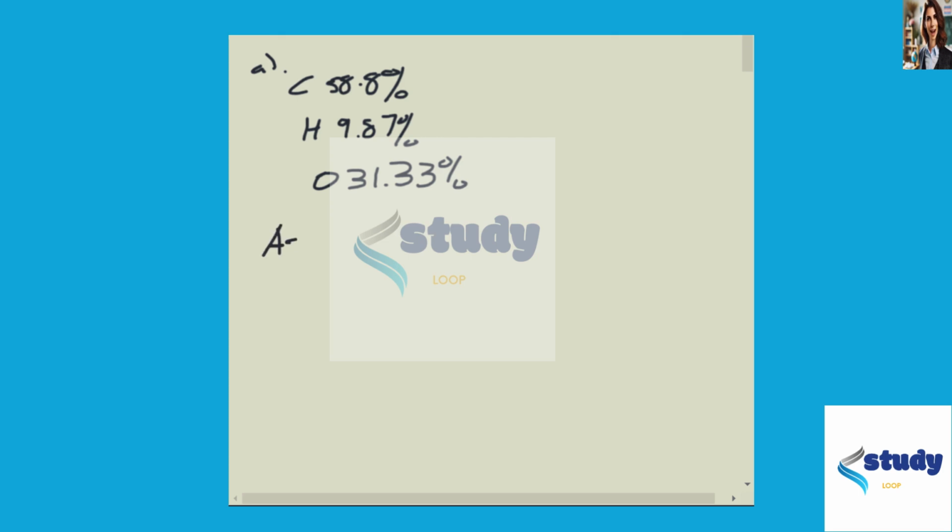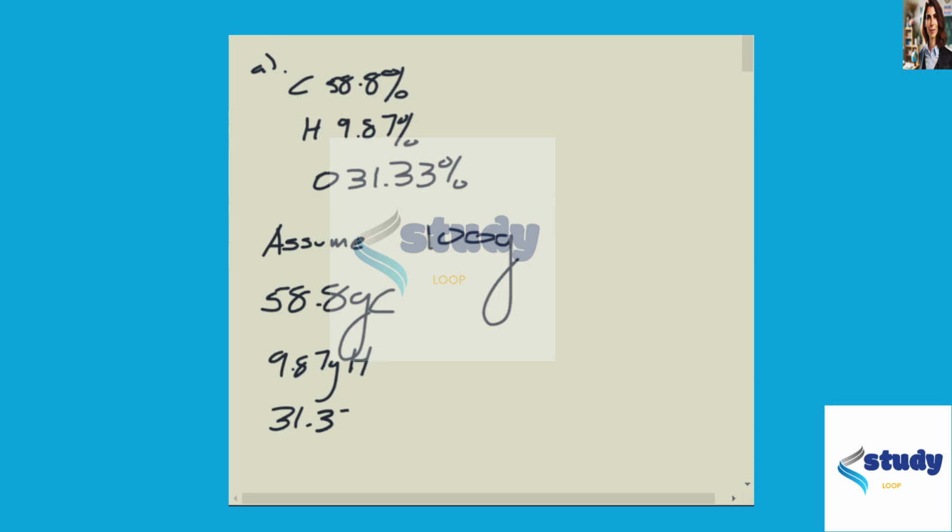So we're going to assume that we have 100 grams of our compound. So with 100 grams of our compound, that would imply we have 58.8 grams of carbon, 9.87 grams of hydrogen, and 31.33 grams of oxygen. And we would like to convert all of this to moles.